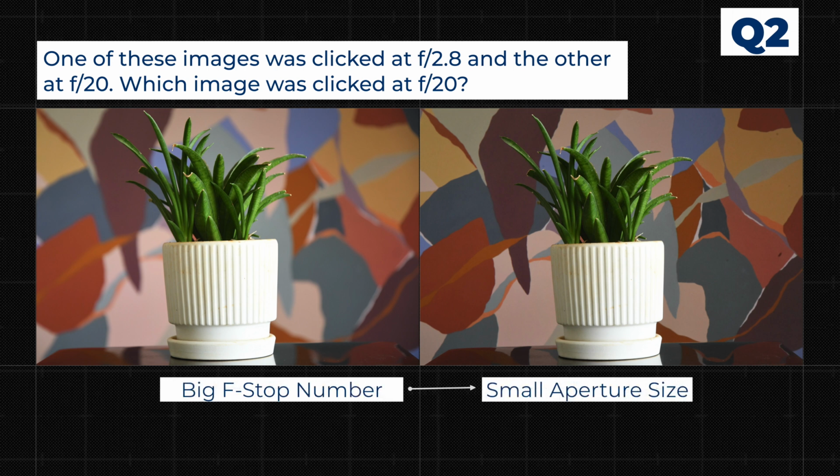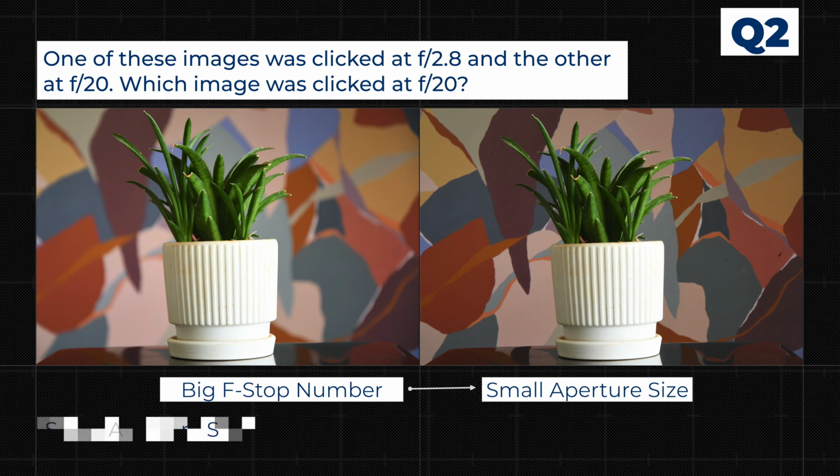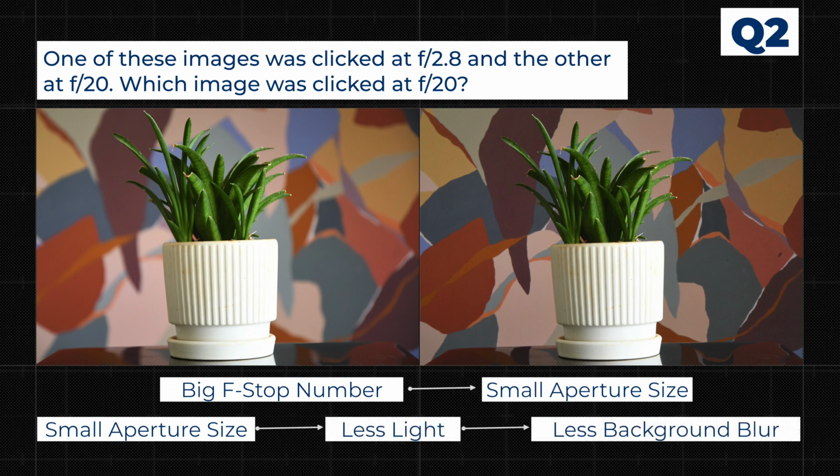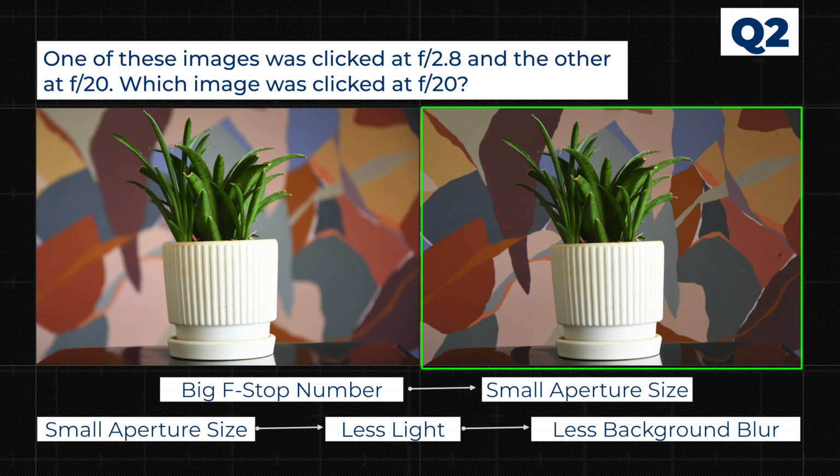And hence f20 corresponds to a small aperture size. Now we can easily apply formula number 2. Smaller the aperture, lesser the light, lesser the background blur. Of these 2 images, this image is the correct answer because this one has less background blur.